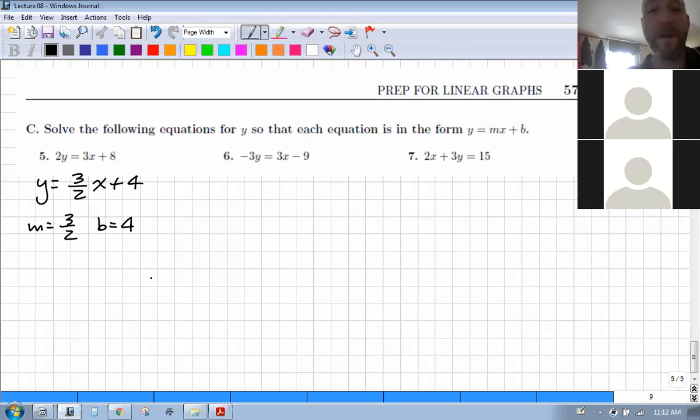Okay, why do we want to know this? Well, if we think of the x as input and the y as output, all right, think of x as input, y as output. If x is 0, you plug a 0 in here, then y would be 4, right?